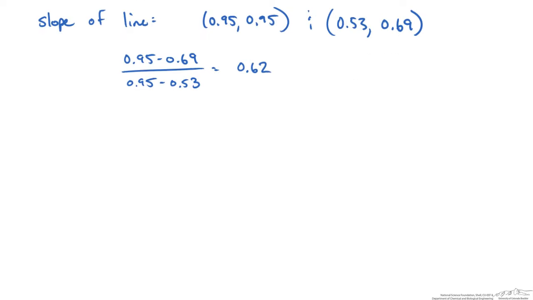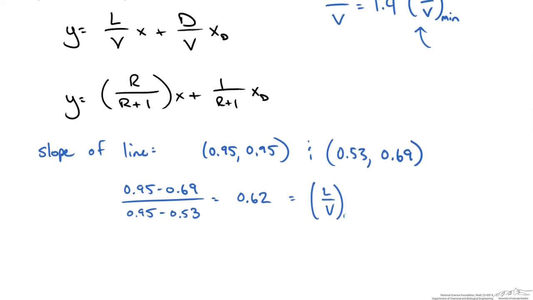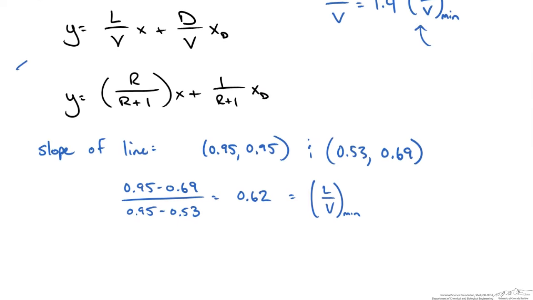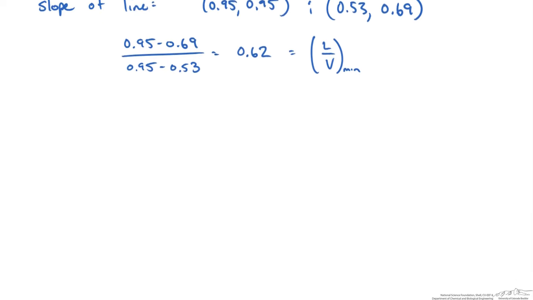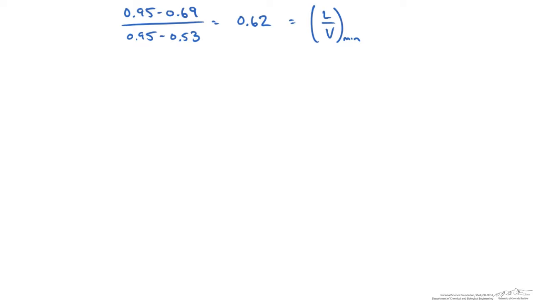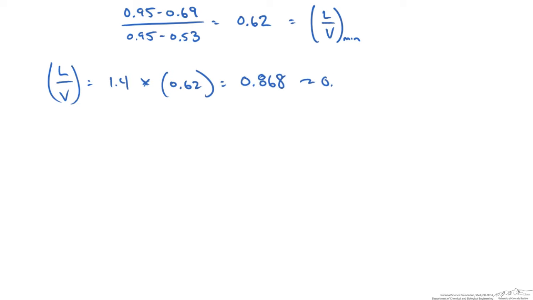Now the reason that this is our L over V min is, again, recall that the equation for our operating line in this section has the following form, and the slope is L over V. So by drawing this line that is associated with infinite stages in minimum reflux, we could determine that now our L over V that we're actually operating at is 1.4 times that value, which gives me a new slope, 0.868. So I'm going to use 0.87.